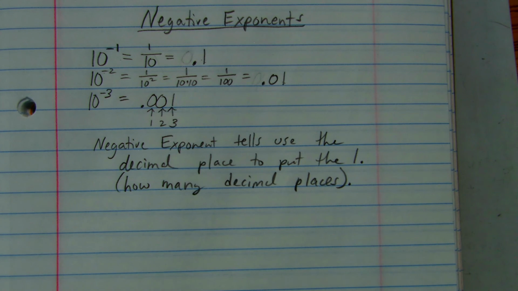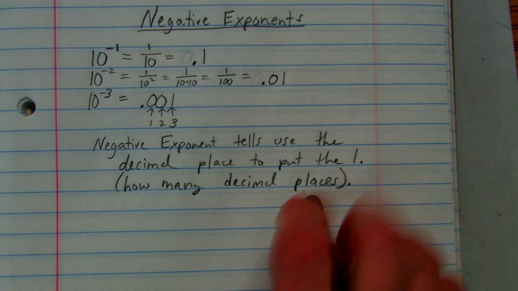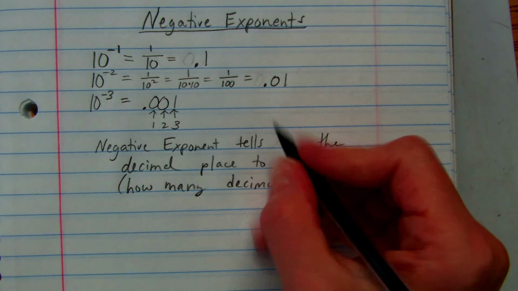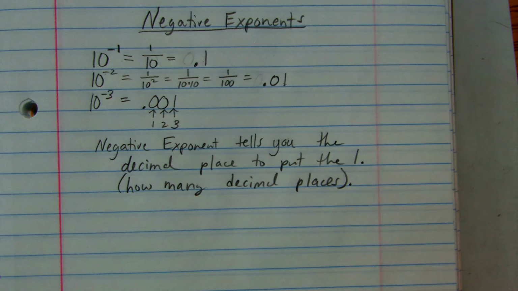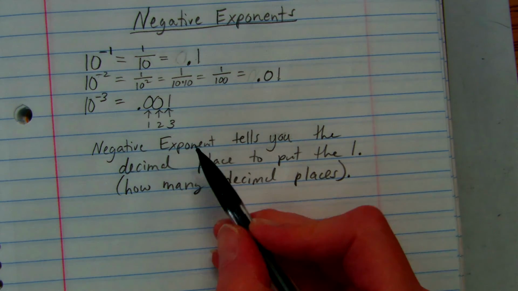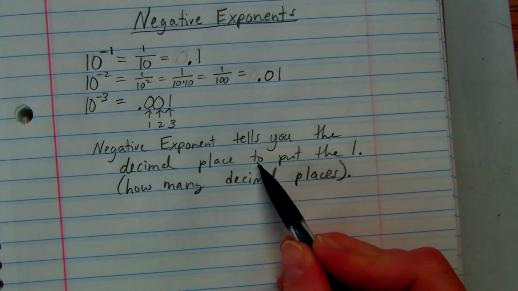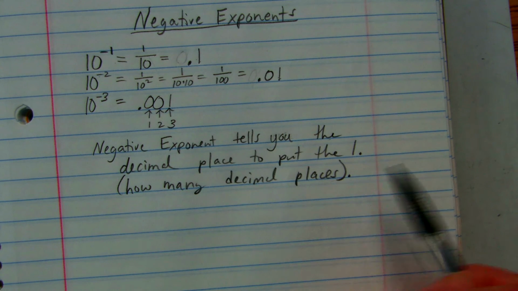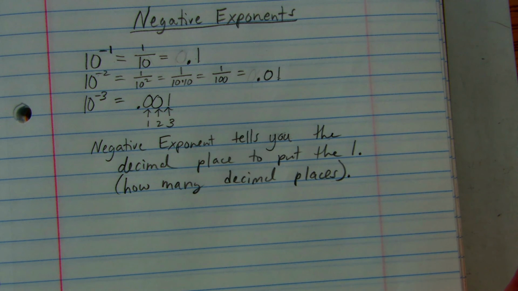I'm just getting things straightened up, so let everybody get that written down, and then we're going to do a couple more examples of a positive and a negative, and talk about a special case. Negative exponents tell you. Oh, it's supposed to say tells. I don't know why I wrote use, because it sounds a lot like you. Good catch. All right, so negative exponent tells you the decimal place to put the 1, or how many decimal places would be another way to think of it.